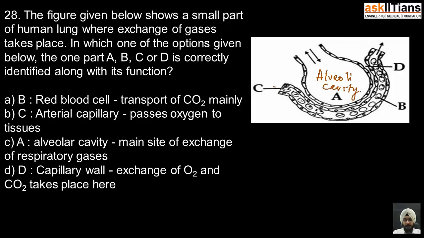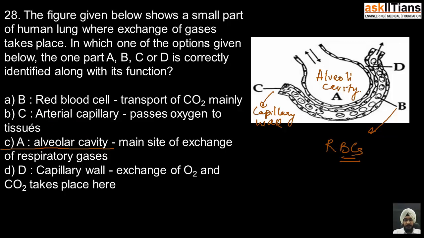And the C part is basically your capillary wall, you can say. And this is your RBCs. B is RBCs. And D is the basement membrane. So let's see which ones are correct. A, as I said, is the alveolar cavity. So in this one, if we see, the C option looks correct. A is alveolar cavity, so this itself is sufficient to disregard others.